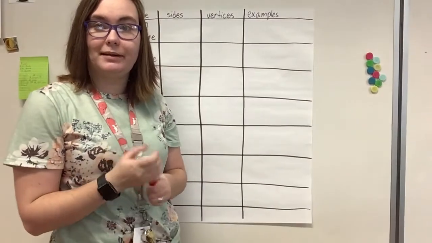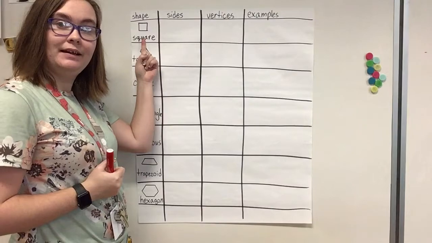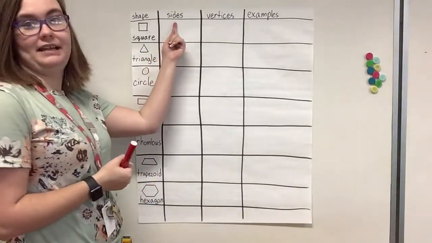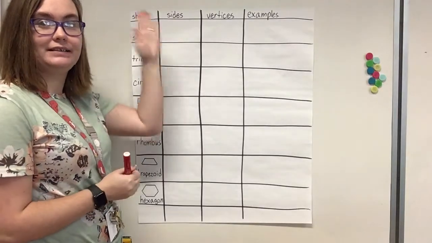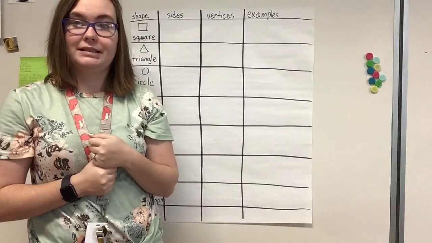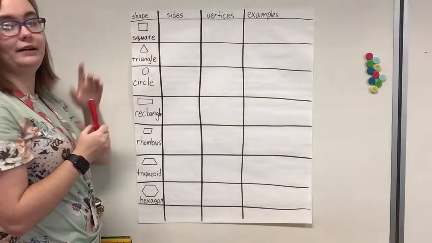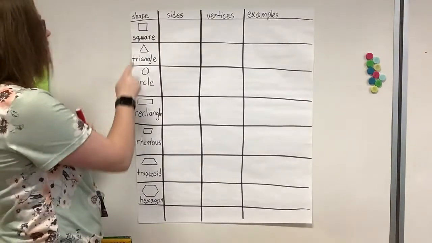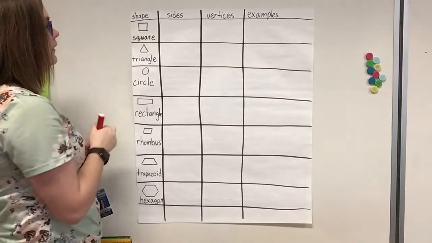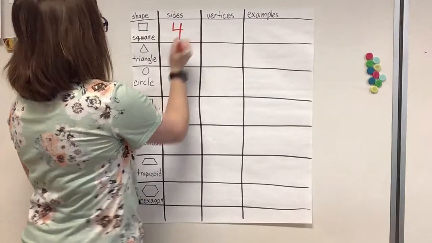Okay guys, we're going to talk about some different shapes now. What shape is this? It's a square. We're going to talk about how many sides does a square have. A side is a straight line. It has to be a straight line to form a side. So, how many straight lines are needed to make a square? Let's count. 1, 2, 3, 4. So we are going to write 4 under sides.